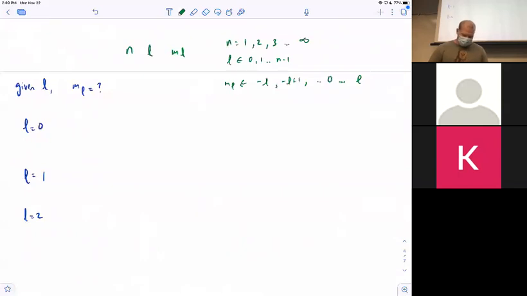So for l equals 0, m sub l can only be 0. For l equals 1, m sub l can be minus 1, 0, and 1. And for l equals 2, m sub l can be minus 2, minus 1, 0, 1, and 2. Like so. So n can never be zero, otherwise there's no atom, there's no principle.